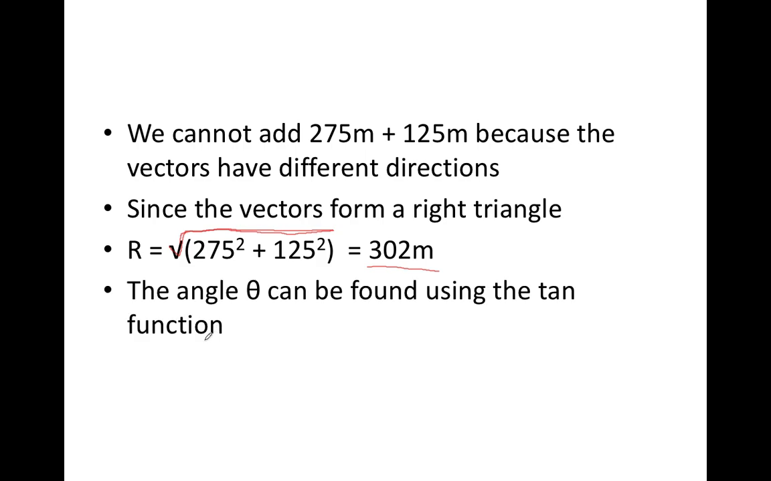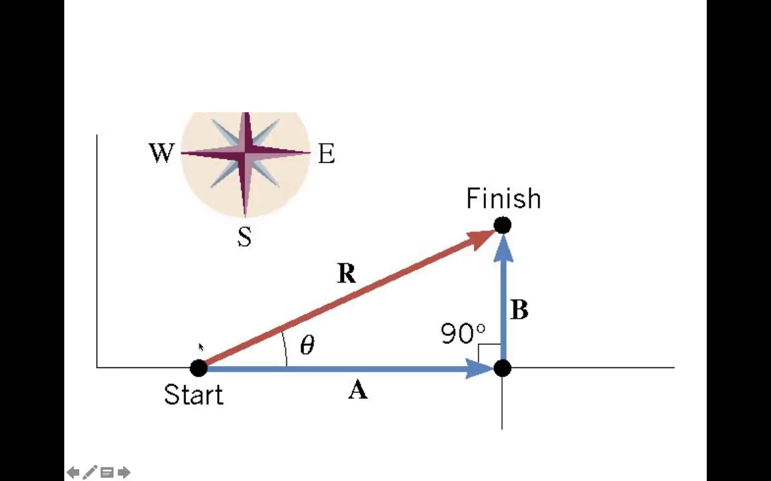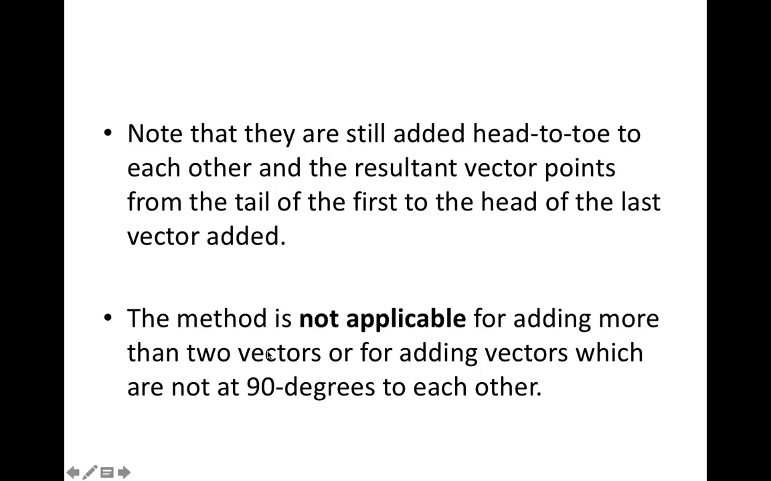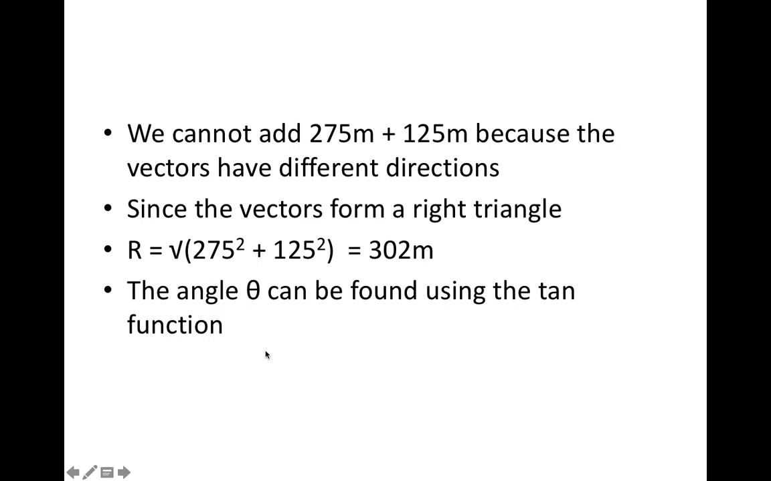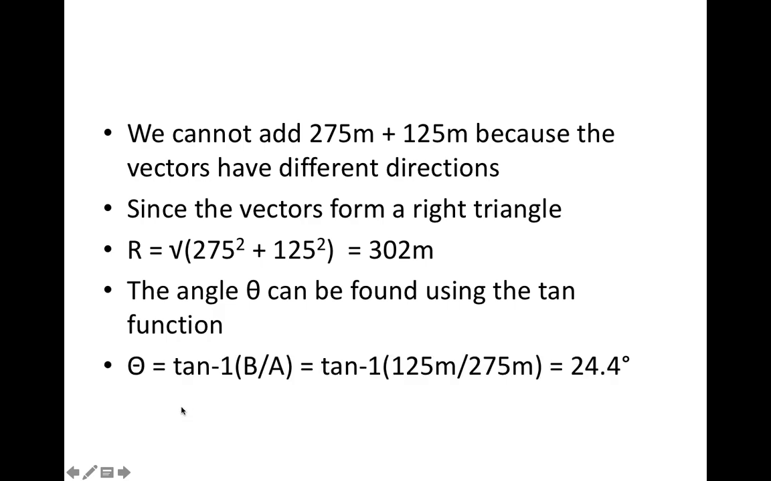The angle theta, if we go back to the diagram, is this angle here. So we're looking for this angle now. The angle theta can be found using the tan function: theta equals arctan of vector B over A, which equals arctan 125 over 275, equals 24.4 degrees.